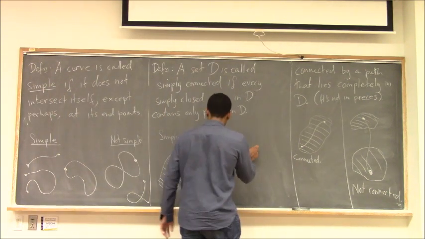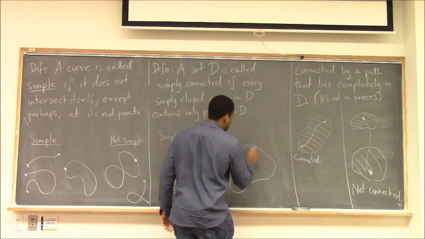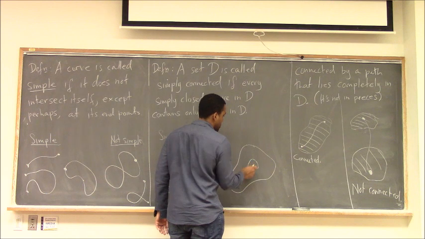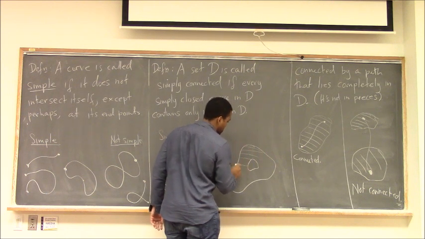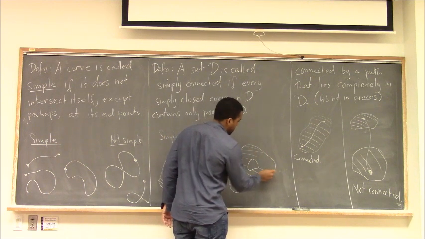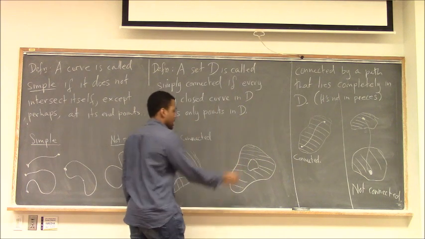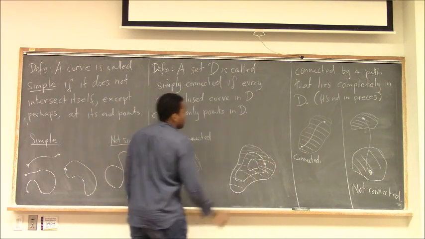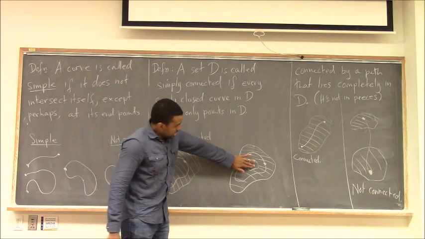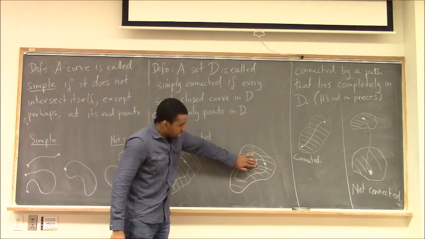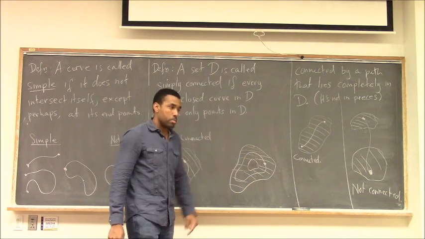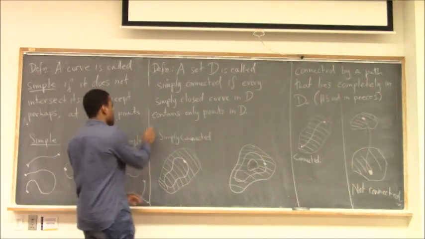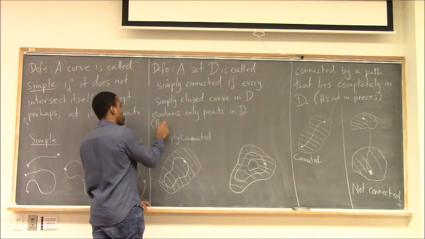Another example though. Here's a path, but there's like a piece in the middle that's missing. And I can take some random closed path in here, but you'll notice that in the interior of that path, there are points that are not in the set that are in the middle of that path. And that's bad. Basically, simply connected is a way of saying it has no holes.